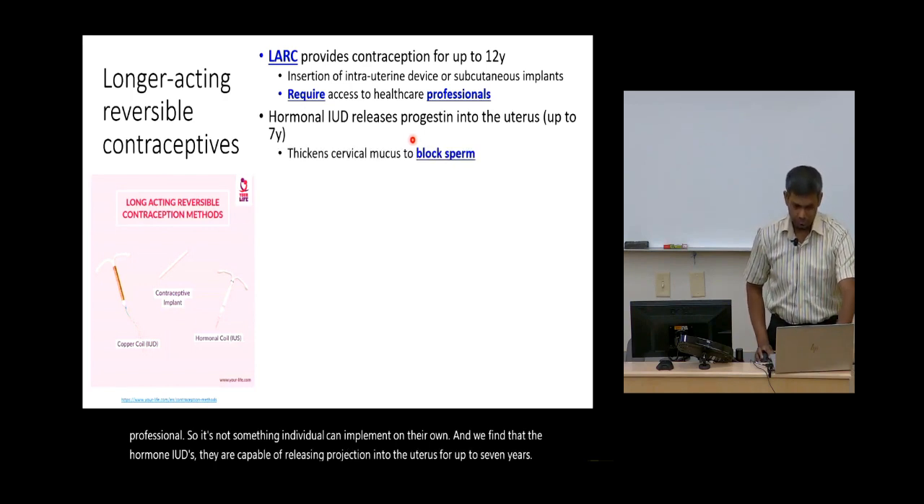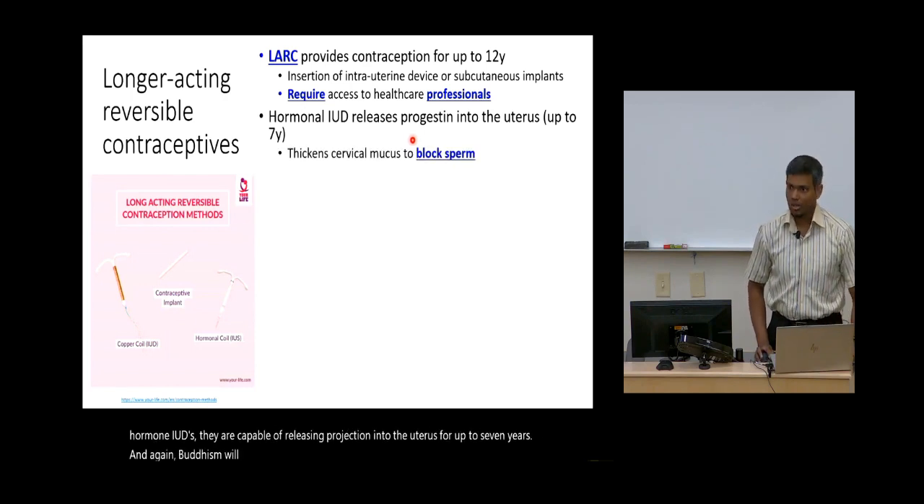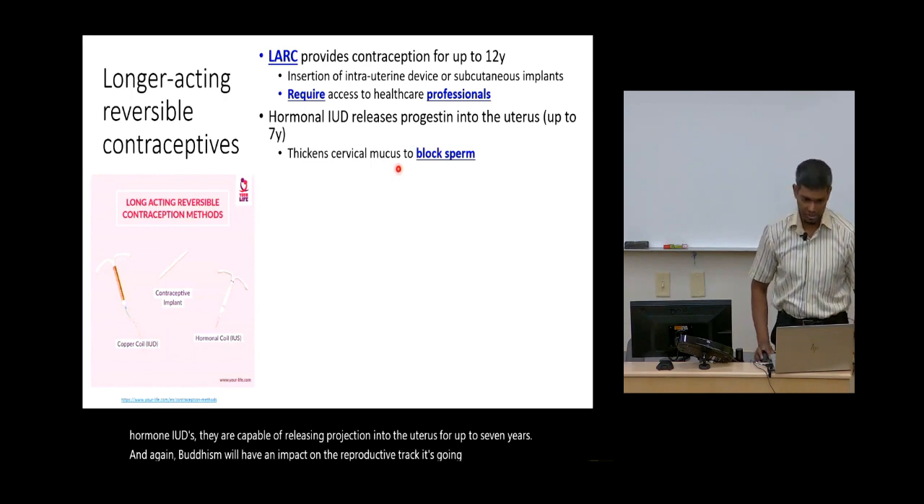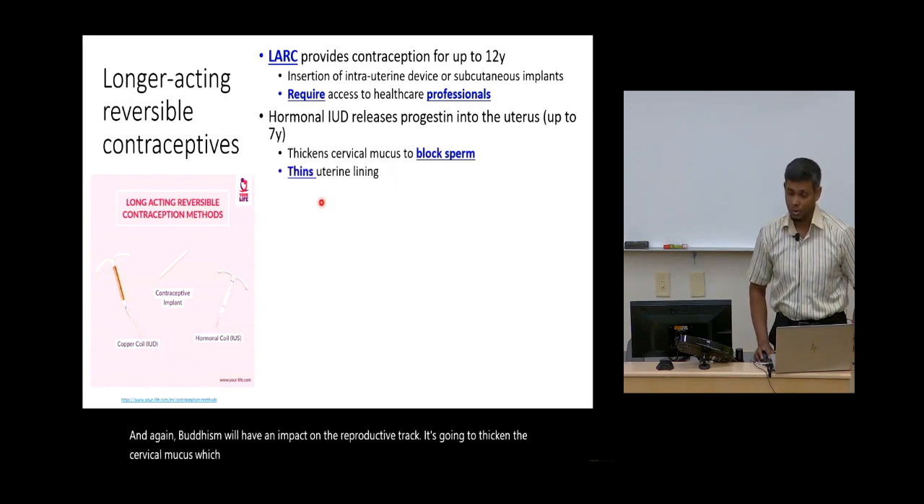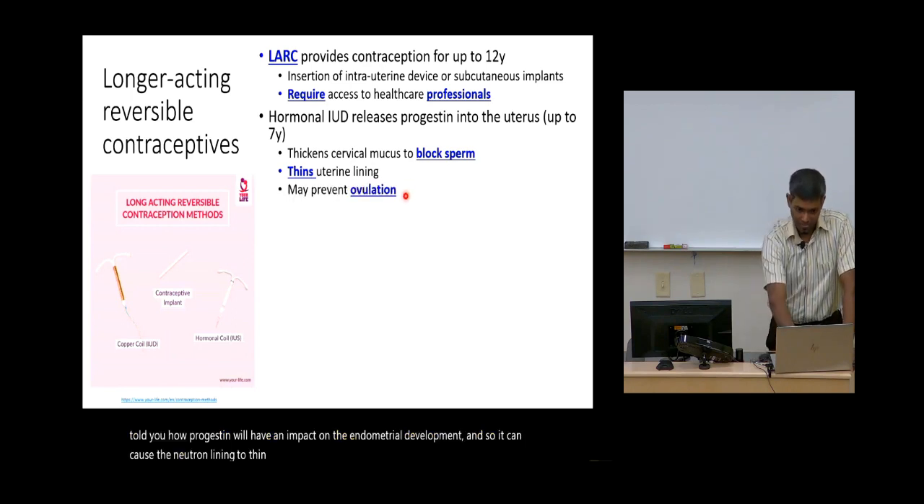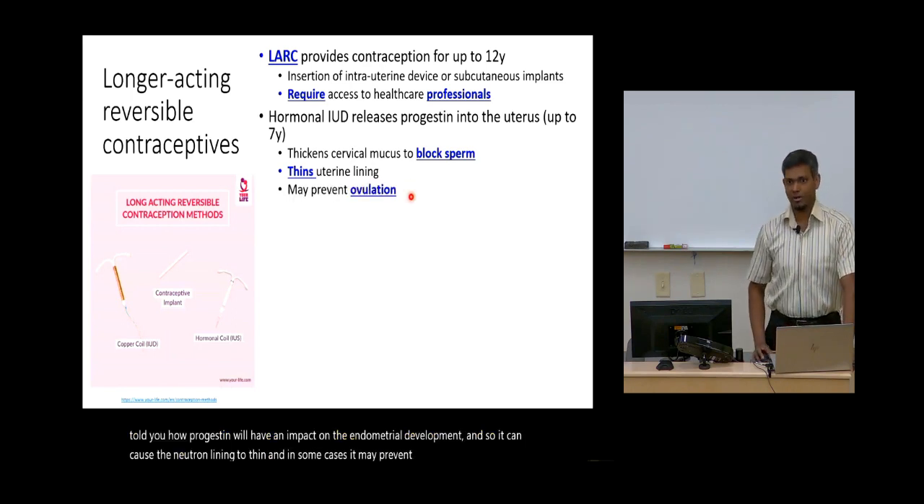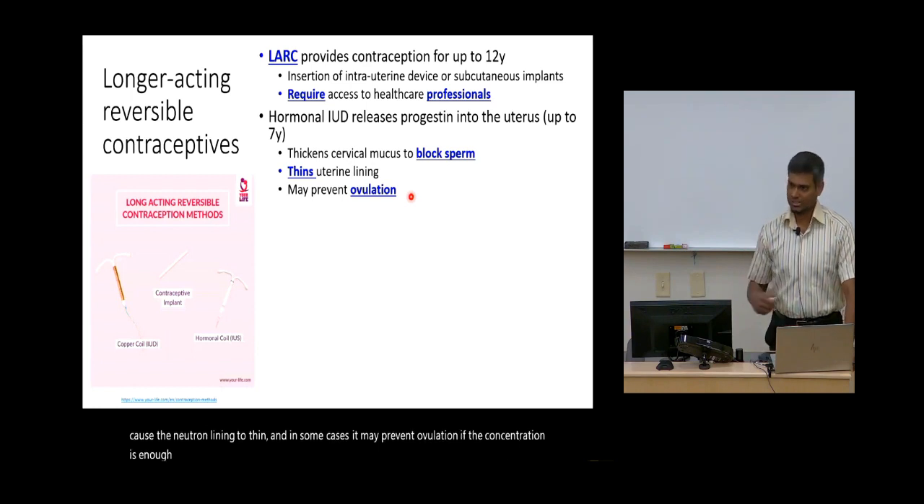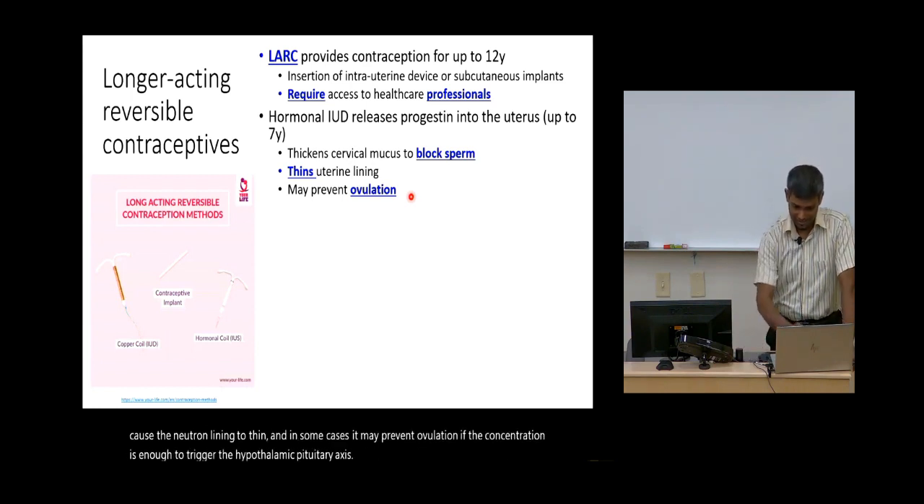And we find that the hormonal IUDs are capable of releasing progesterone into the uterus for up to 7 years. And again, progesterone will have an impact on the reproductive tract. It's going to thicken the cervical mucus, which can block the sperm. It can also cause the thinning of the uterine lining. I told you how progestin will have an impact on the endometrial development, right? And so it can cause the uterine lining to thin, and in some cases it may prevent ovulation if the concentration is enough to trigger the hypothalamic pituitary axis.